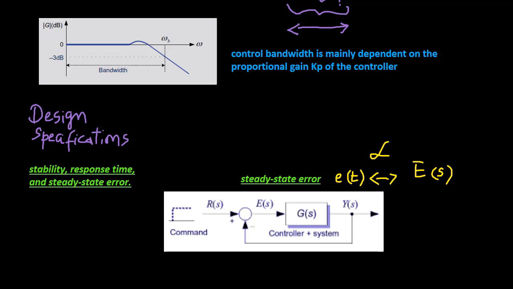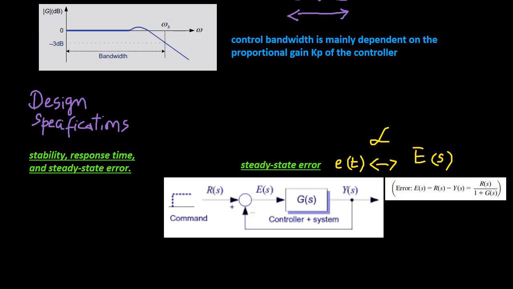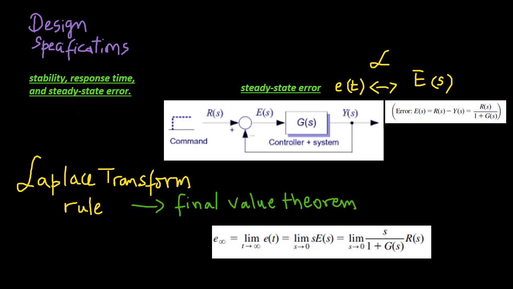Steady-state error is defined as the difference between the desired value and the actual value of a system when the response has reached the steady state. We can calculate the steady-state error of the system using the final value theorem.